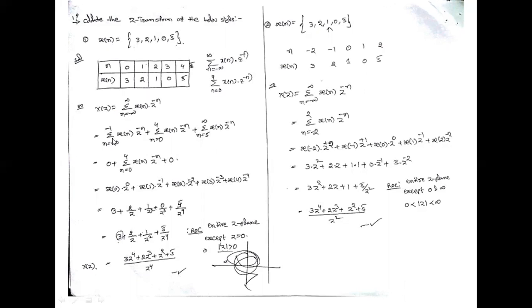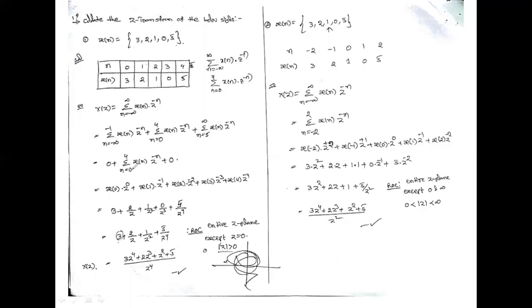Actually, the values for negative n are 0 here, and the sequence starts from 0 to 4, and from 5 to infinity also the values are 0. So before n is equal to 0, and after n is equal to 4, the values given in the sequence are 0. That is what they are representing here. Minus infinity to minus 1, the value is 0 here, and plus 5 to infinity, the value is also 0. Got it, my students?